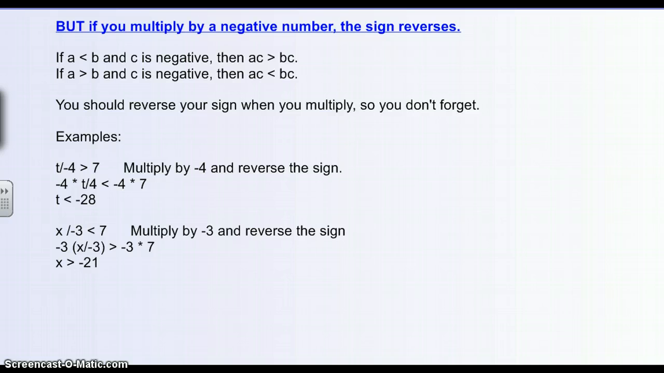In the next example, we have x divided by negative 3 is less than 7. So we're going to multiply by negative 3, and then we're going to reverse the sign. So it's going to be negative 3 times x divided by negative 3, and that's greater than negative 3 times 7. You see how I changed the sign there to be greater than. The answer is x is greater than negative 21.